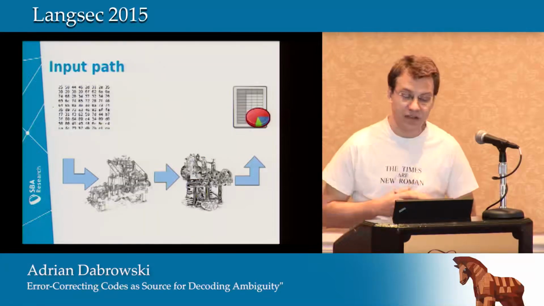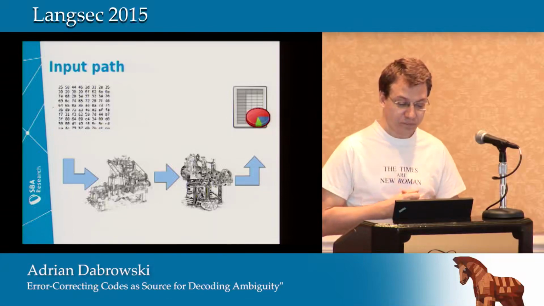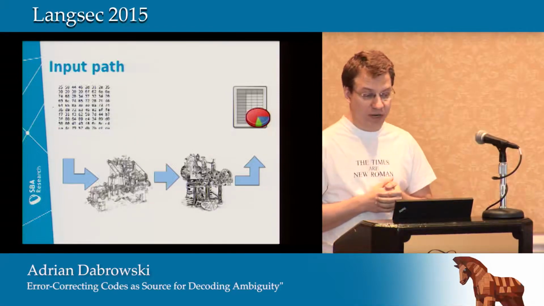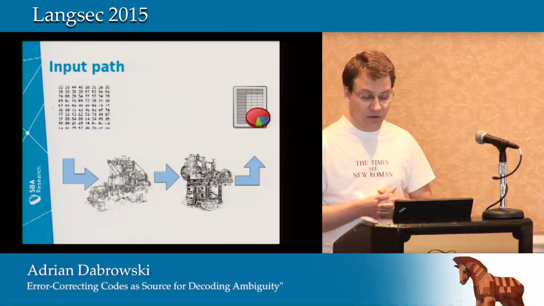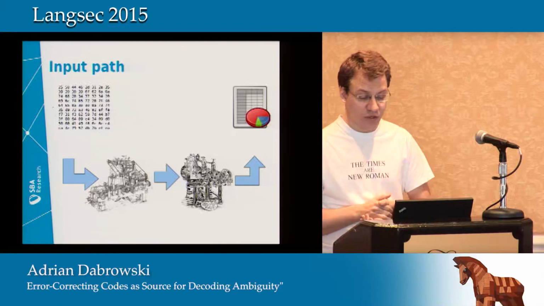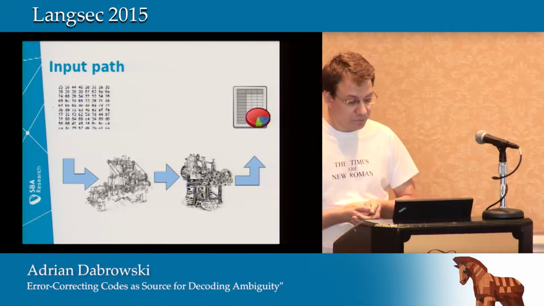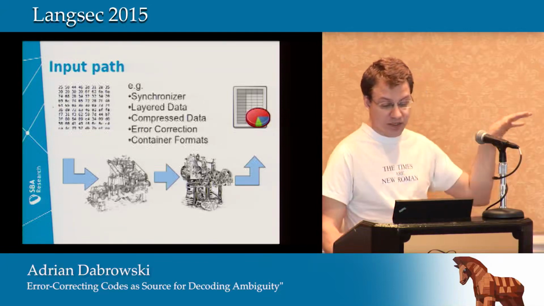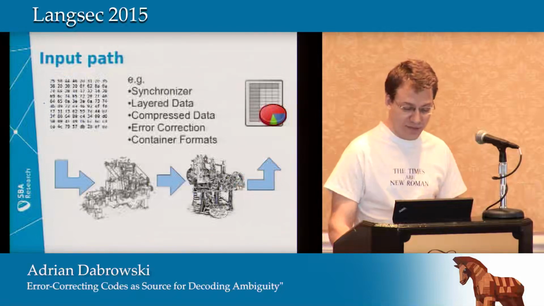Then usually these machines are nested, concatenated, or stacked in some way. For example, you could have a very simple machine in front that is a synchronizer, that detects where the data starts, and then you have some error correction or decompression, and then the final machine that reads your data and does something. There are different possibilities why we nest or layer the data and these machines.